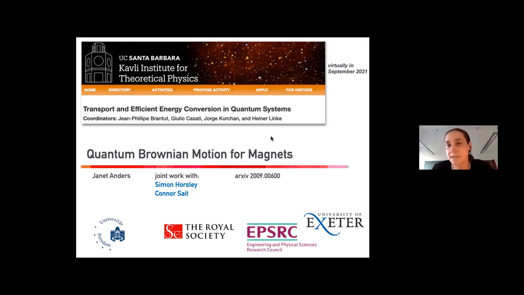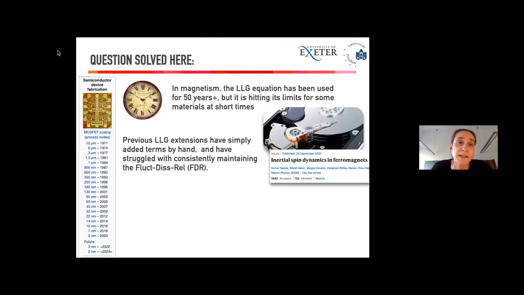And so we as quantum physicists, at least I as a quantum physicist, and I think many in the audience, I think we have the tools to help them. And we have to see where we can use them. So the question that I want to solve here is the following. In magnetism, there's something called the LLG equation that has been used by that community for the last 50 years, really to model everything in magnetic materials. But with the new materials they are now needing for hard drives, they're hitting limits for some materials at short times. And they're trying to extend their LLG equation in all sorts of directions, but they don't have the sort of understanding of some of the aspects.